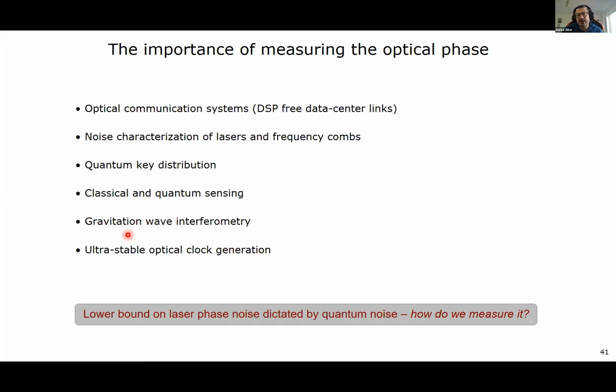Because once we make a phase noise measurement, we are also limited by the thermal noise. So how can we remove this thermal noise to access the amount of quantum noise added by the frequency comb or by the laser?